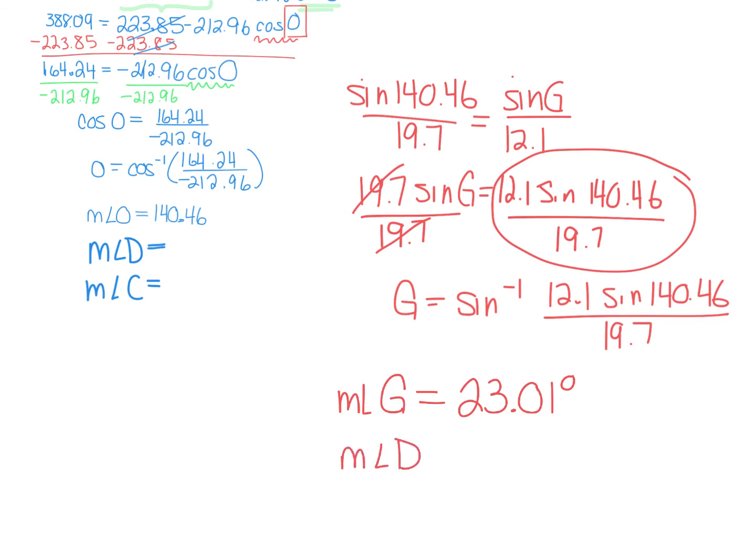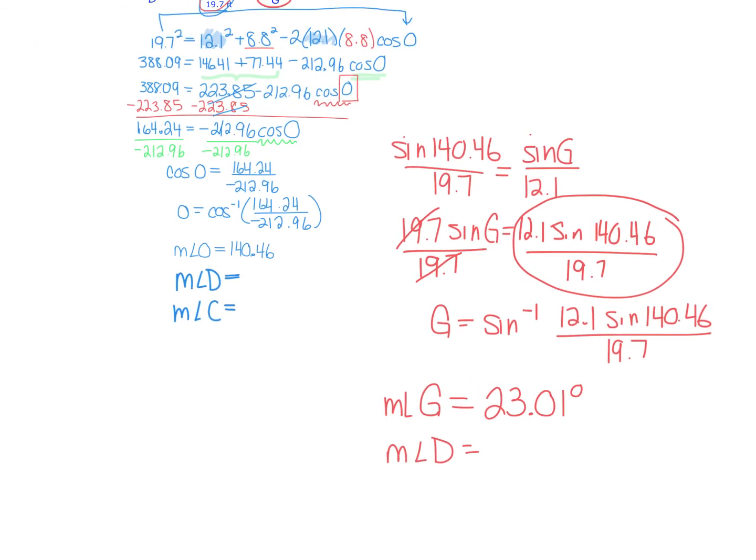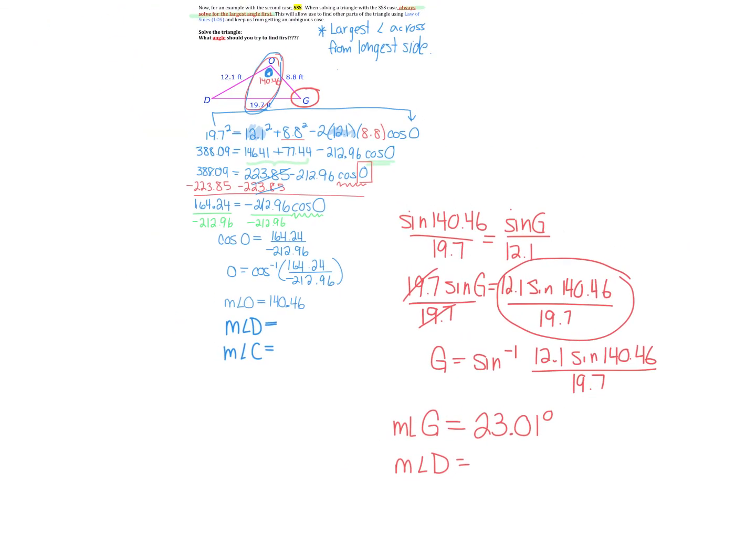And now to get the last angle, measure of angle D, all I have to do is take the 3 angles, or take away from 180, right? If I know O is 140.46, G is 23.01, add those two, take away from 180, you should get that the angle is 16.53 degrees.